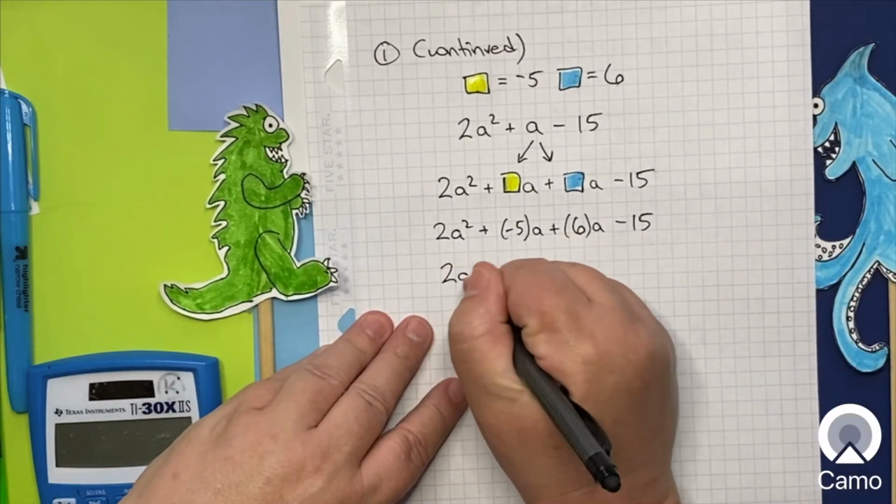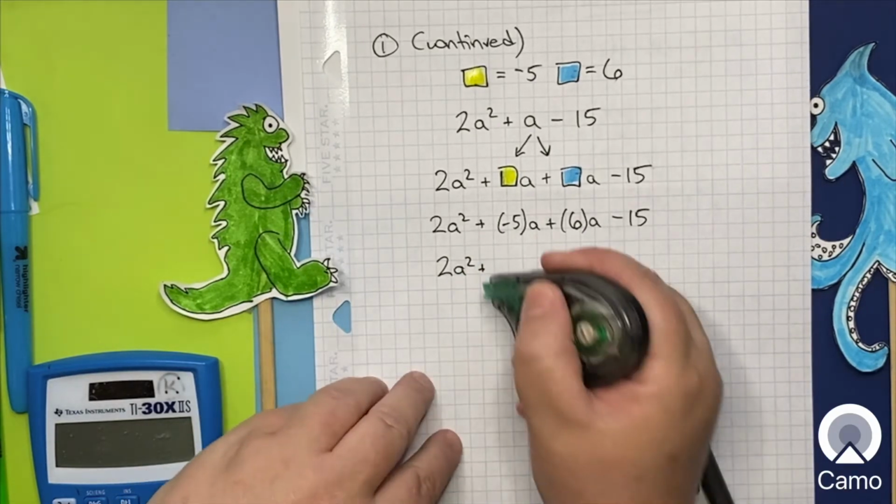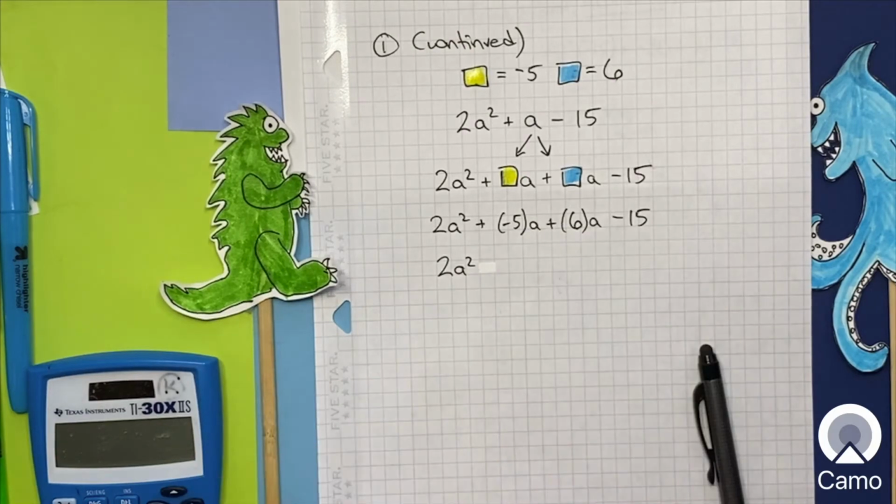Okay, so now I've got 2a². Oops. I can already tell you it's going to be a whiteout night, huh? Woohoo.